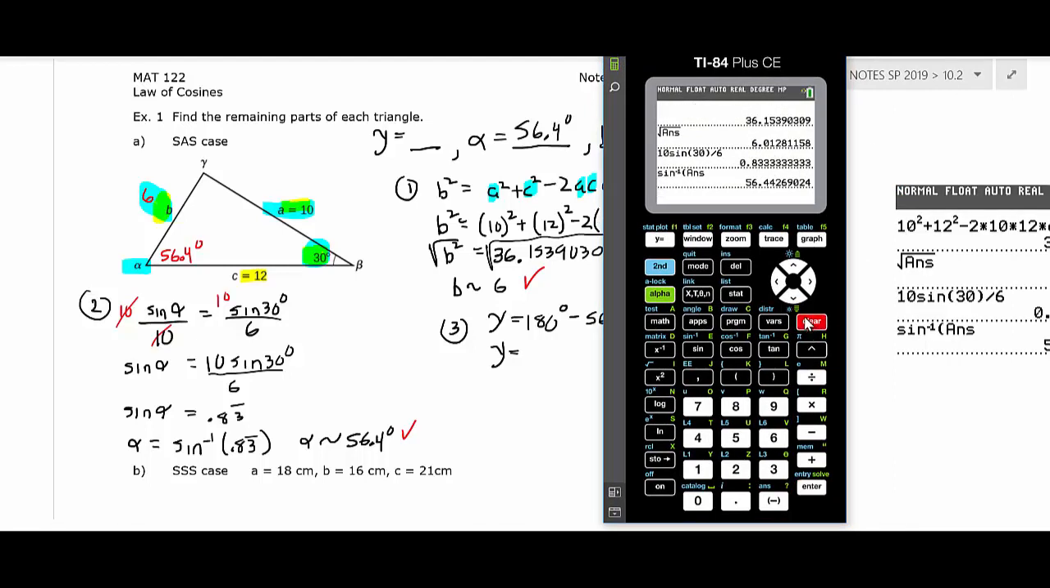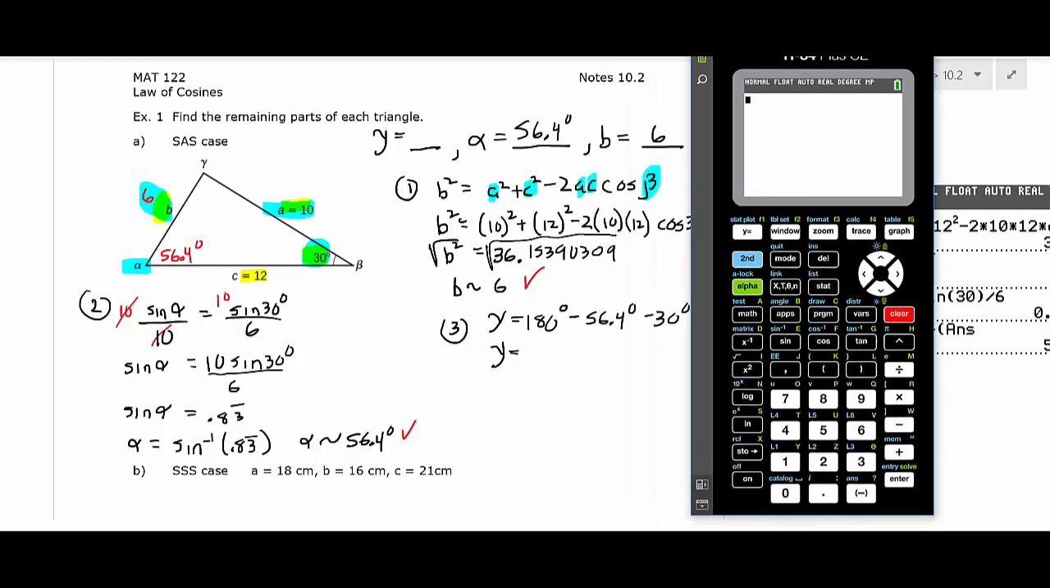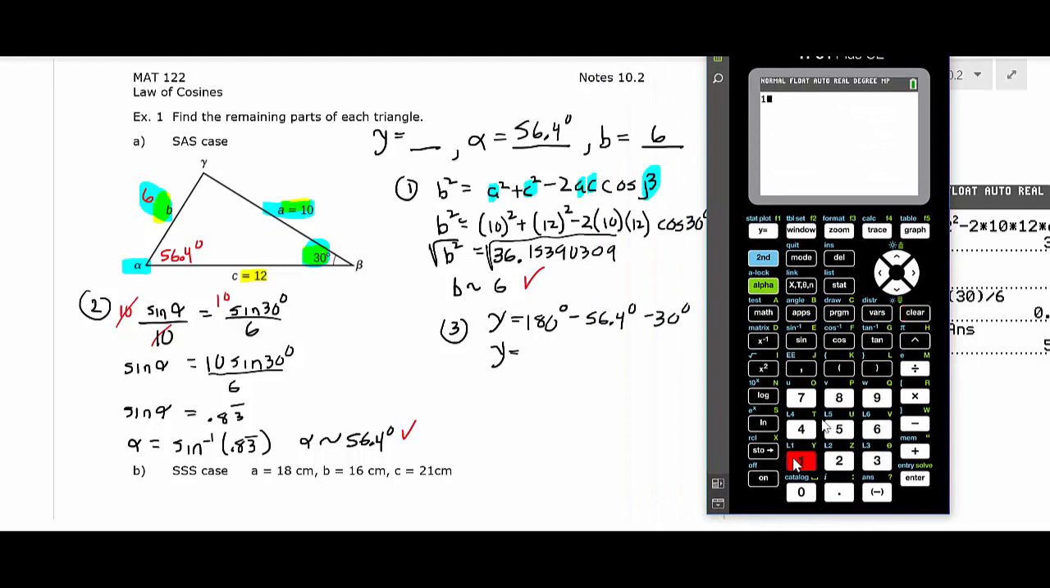All right, and when I do this, I'll be done with the problem, and then we are going to check this. I want to remind you of how you can check your answer with law of sines. So I got 180 minus 56.4 minus 30, and that's going to be 93.6 degrees. All right, so the problem is done.